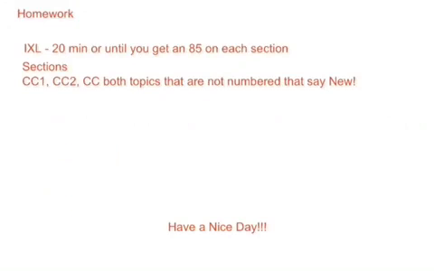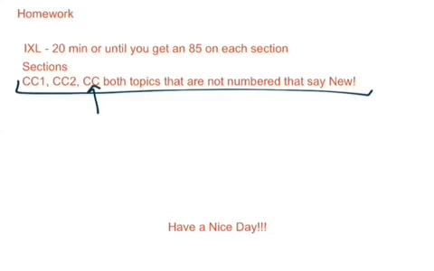Now for homework tonight, you're going to be doing 20 minutes of IXL or until you get an 85 on each section. Remember, you might not make it to all of the sections in the 20 minutes, and that's completely fine. But if you do get up to an 85 on each section under the 20-minute time, you can stop. Now the sections that you're going to be doing are going to be section CC1, section CC2, and there's 2 sections in CC that aren't numbered, but they say the word new next to them. Those are going to be the 4 sections that you're doing tonight for homework.